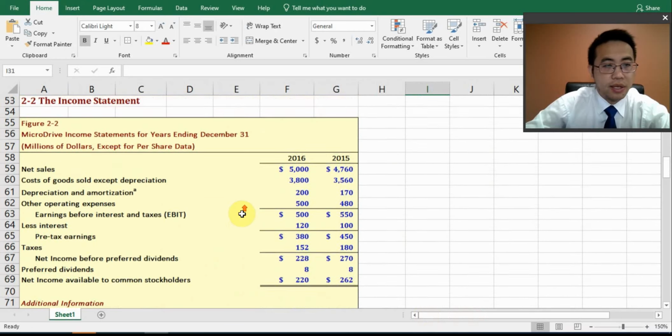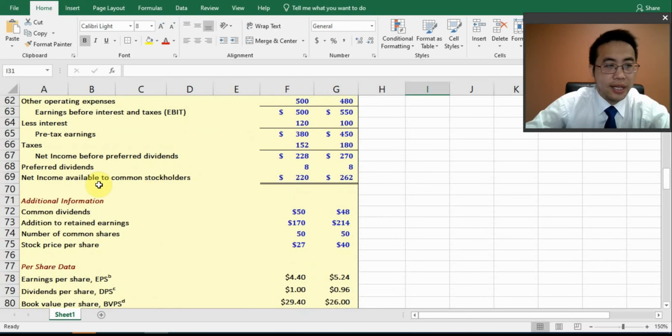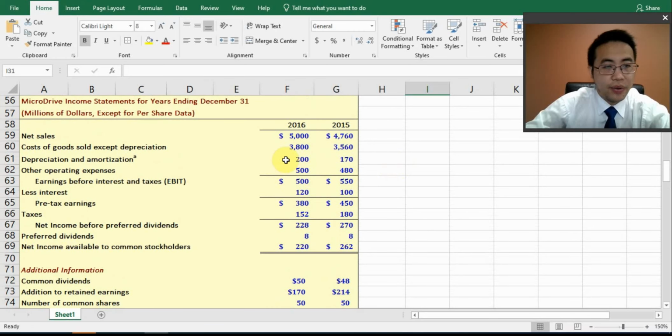So the income statement basically starts from the net sales and goes all the way down to the net income. So net sales is your revenue. And the first thing you're going to deduct is the cost of goods sold, or the variable cost for selling your products. And you also have depreciation and amortization, which is not a cash item, but we still put it in our accounting system. And you also have all other operating expenses.